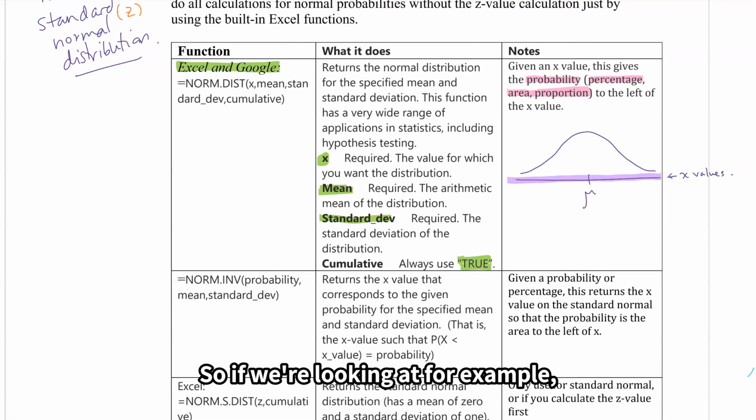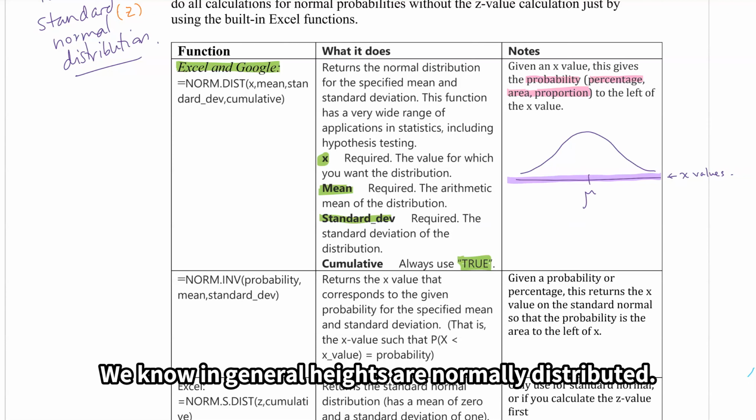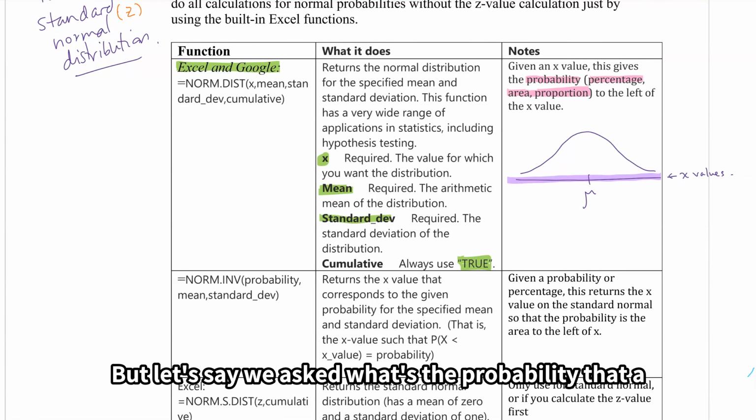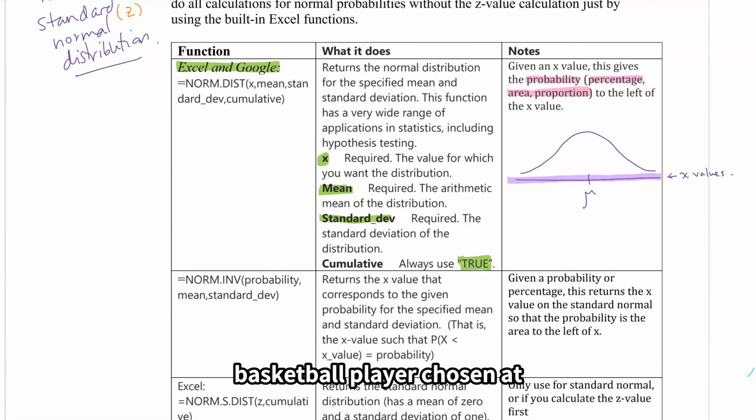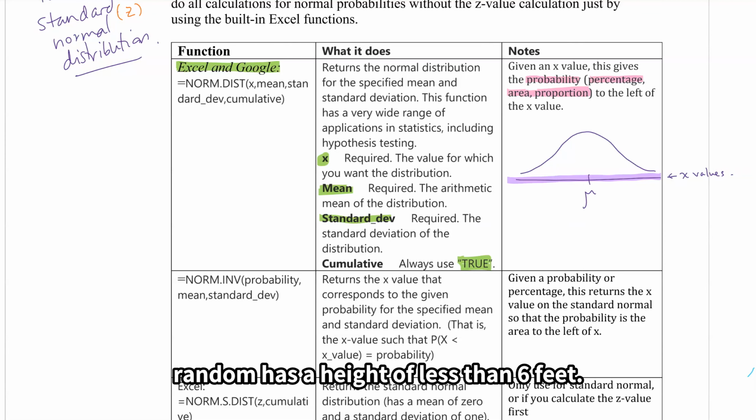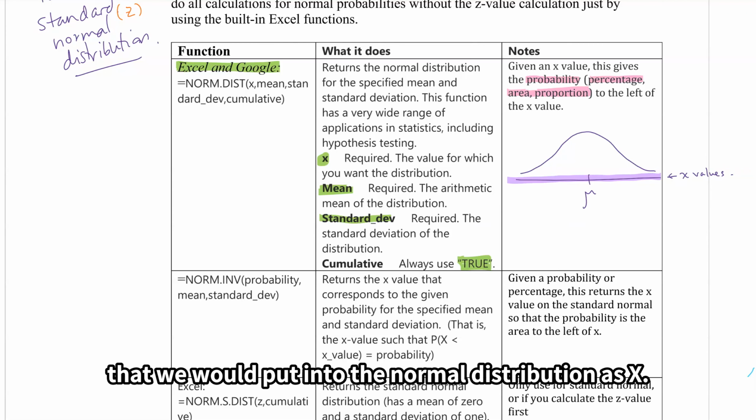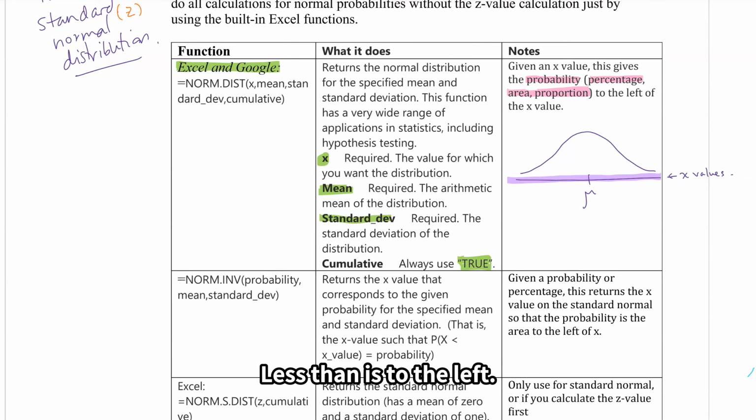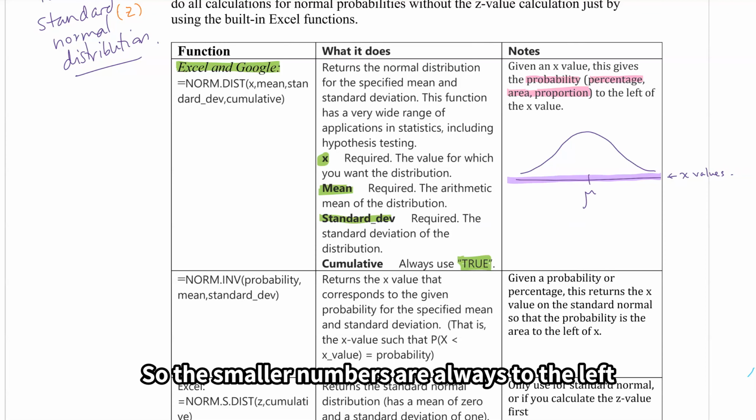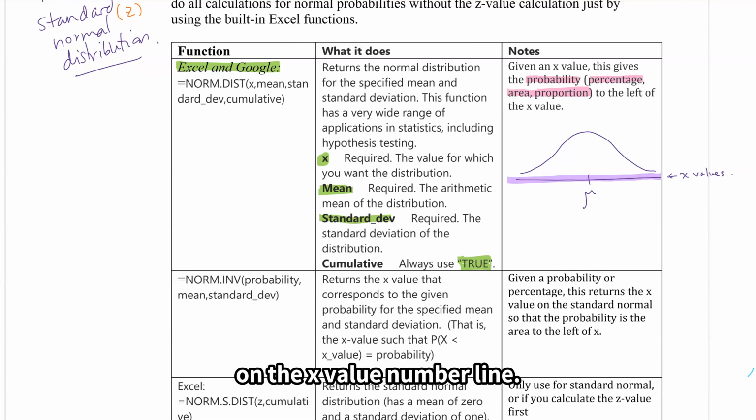So if we're looking at, for example, heights of basketball players. We know in general heights are normally distributed, but let's say we asked what's the probability that a basketball player chosen at random has a height of less than 6 feet. So the 6 feet is the measurement that we would put into the normal distribution as x. Less than is to the left. So the smaller numbers are always to the left on the x value number line.